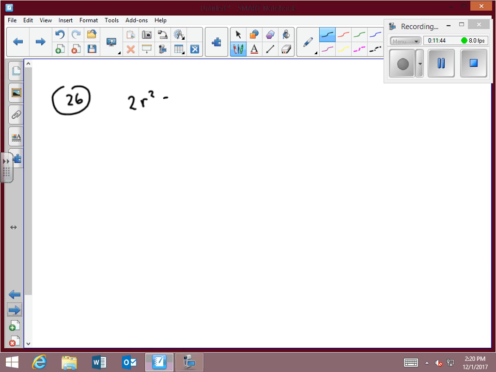Number 26: 2r squared plus r equals 6. Now, we're going to get the 6 to the other side. Equals 0, 2r squared plus r minus 6. And it's not a special case, so you do trial and error.